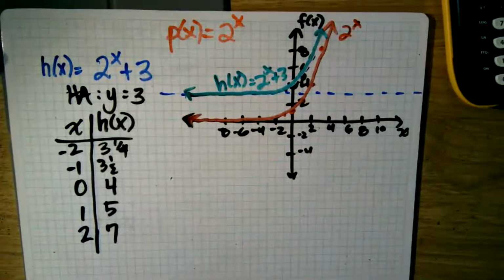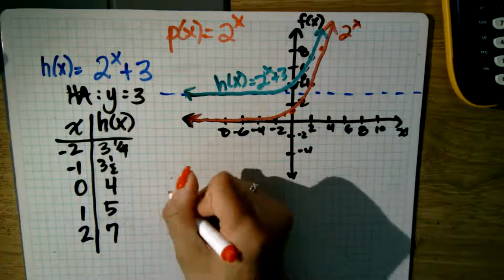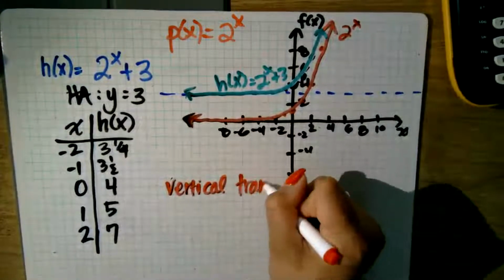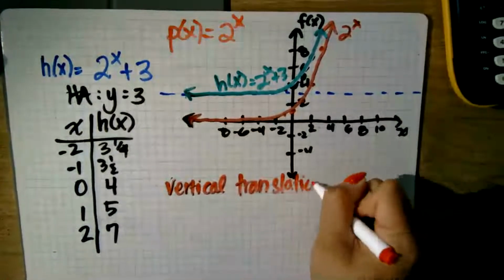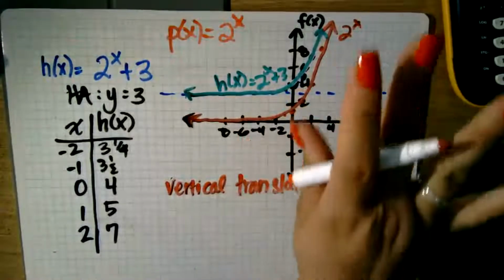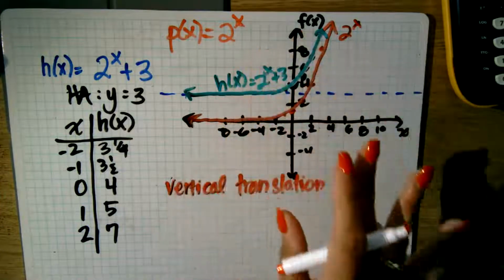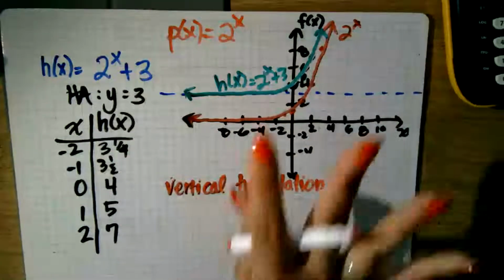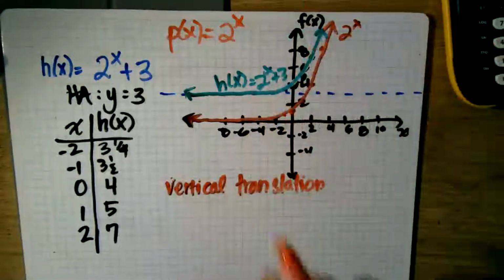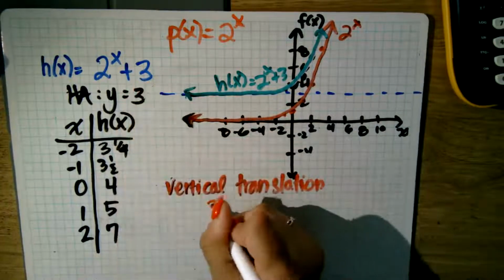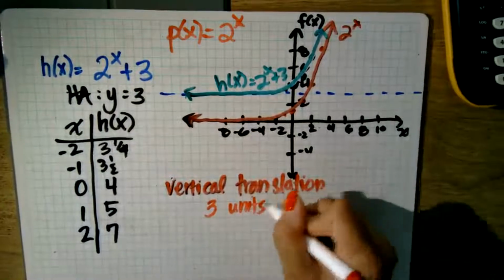Okay, so what do you think happened here? This is another vertical translation. How many units and in what direction? Remember, translation means I move in a north, west, south, east direction, so I have to give you very specifics. Vertical translation means up or down, and now you have to tell me how many units and in what direction. So the plus 3 here says 3 units up.